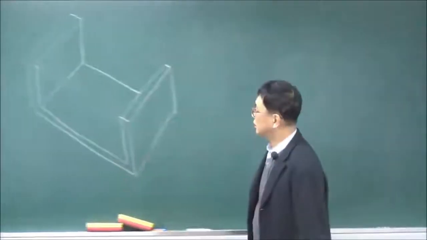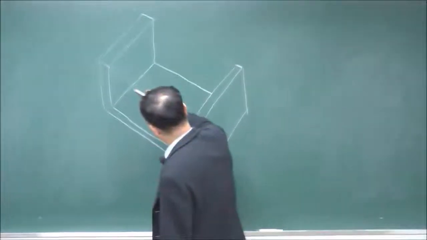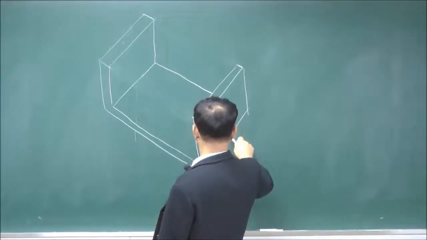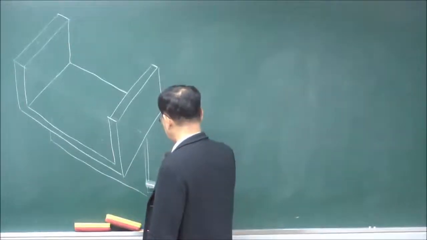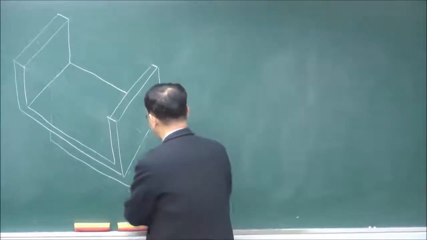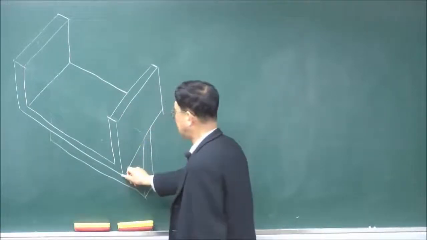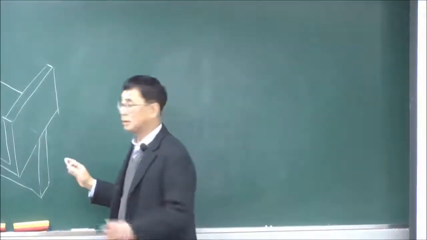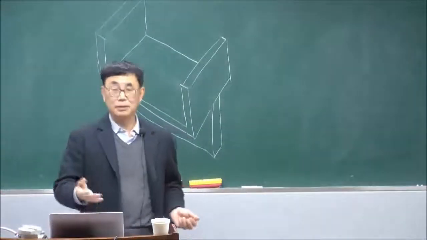The basic structure is something like this, right? And it has some structures below this. It has some parts under this, something like this, right? This is a box which can enclose this 3D shape here.